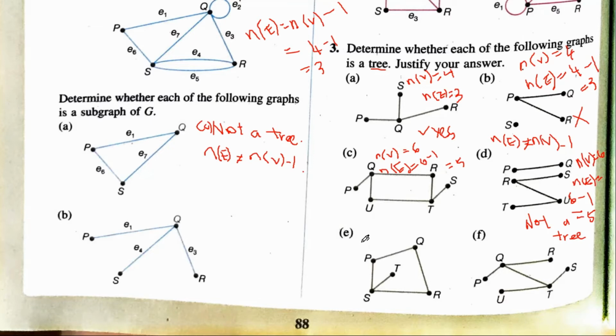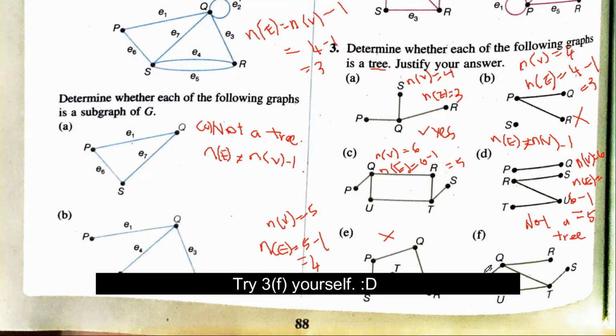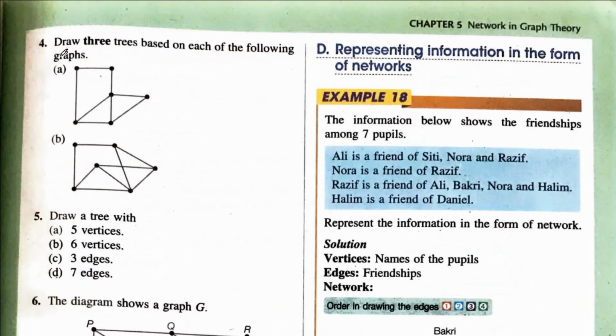Same reason. Okay, for E, so we have 1, 2, 3, 4, 5. 5 vertices here. So number of edges must be 5 minus 1 equals to 4. But you count how many edges we have here. 1, 2, 3, 4, 5. 5 edges, 5 lines here. Therefore, this is also not a tree. For F, we have 1, 2, 3, 4, 5, 6. 6 edges.